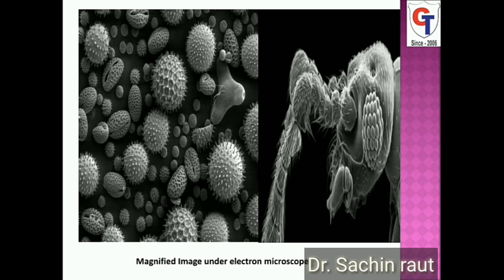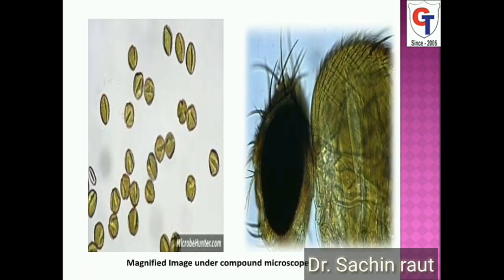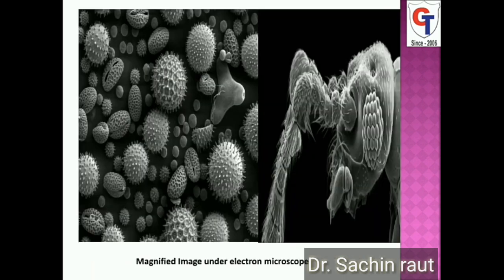Second diagram is an insect head. So now in insect head we can easily observe their compound eyes, mouth parts, but now in compound microscope it is not easily visible, but in electron microscope it can be easily visible even in the smallest part of the insect and pollen grain. So these are the both image. We can easily compare the compound microscope and electron microscope.